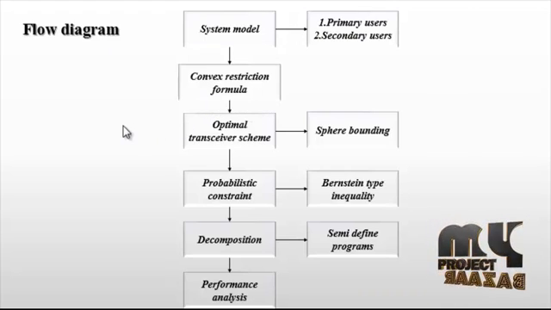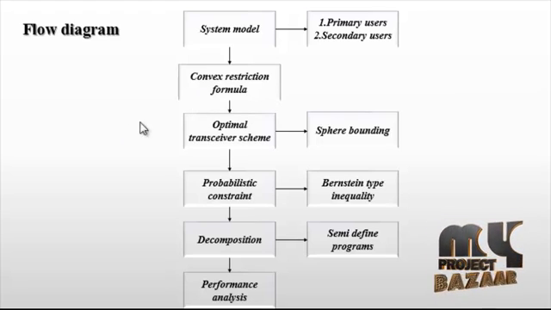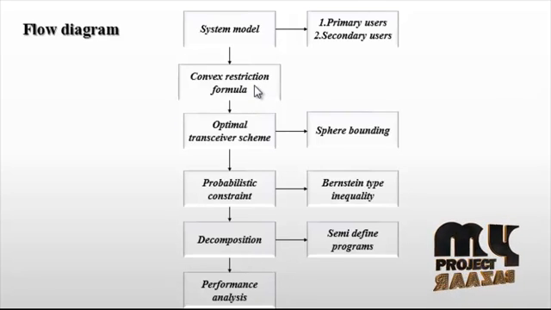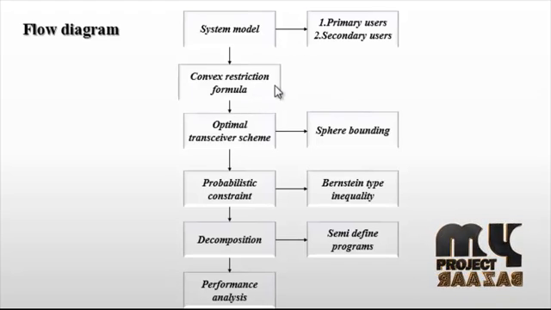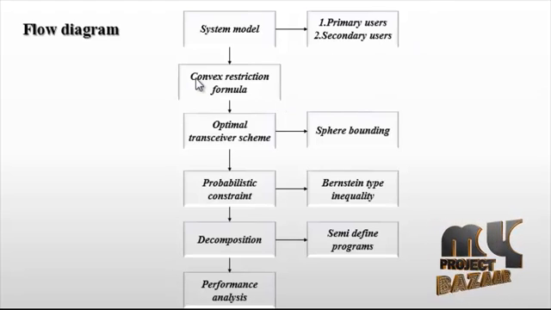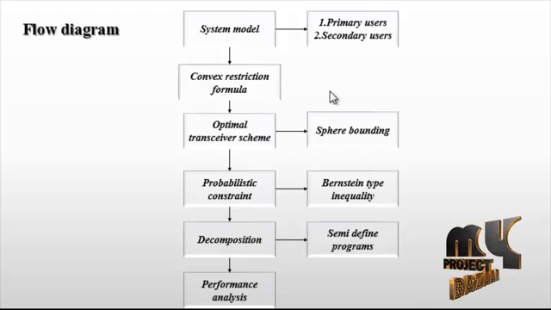In this paper, we consider outage-based precoder optimization. Specifically, the scenario of interest is multi-user MISO downlink, with Gaussian CSIR, so a channel state information error model is adopted. We focus on the outage constraint problem, that is, the convex restriction formula. The goal is to optimize the user signal covariance matrix for total transmission power minimization while satisfying the achievable rate and outage constraint. That is the optimal transceiver scheme, and then the sphere bounding.